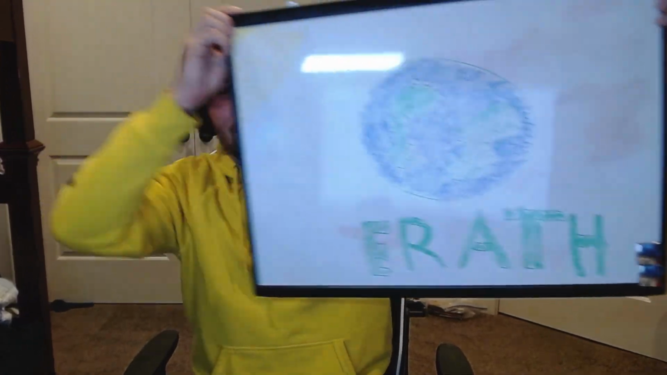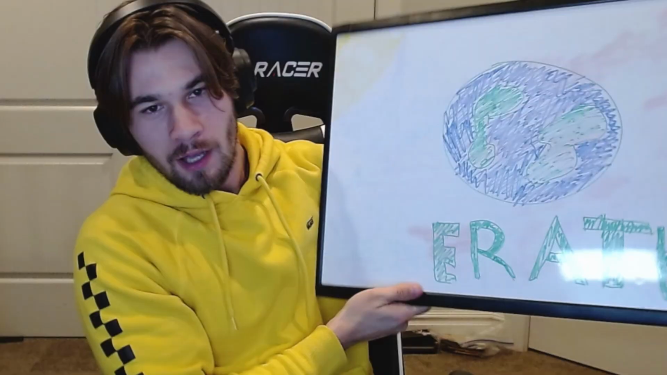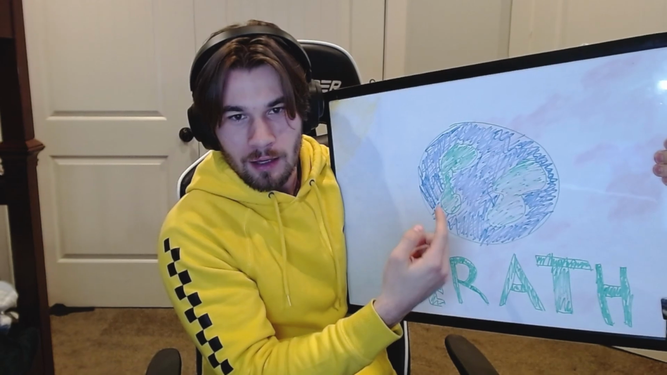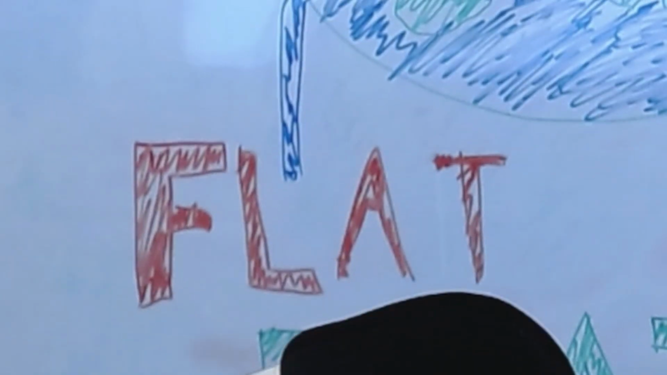Everybody knows about Earth. This lad right here, this little ball. And you might know that Earth is round, that science tells us that we live on an orb-like planet. That this is wrong. That the Earth is flat.